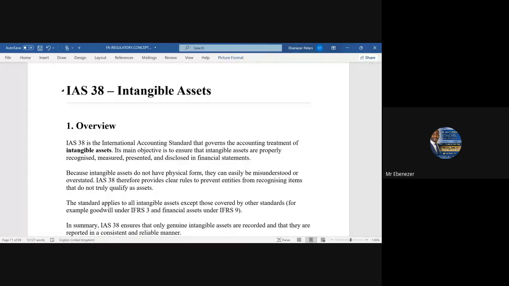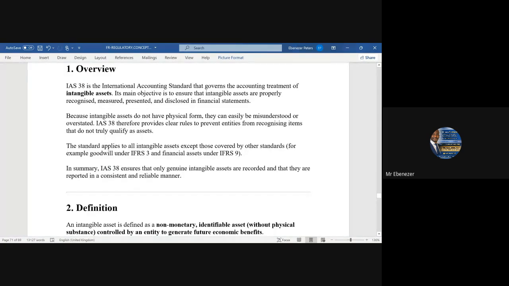And so this standard gives us an overview as to how we should treat any item that is being considered as an intangible asset. So IAS 38, in summary, ensures that only genuine intangible assets are recorded as well as reported consistently and in a reliable manner. In other words, IAS 38 tells us what exactly to be recognized as intangible assets and how to treat them in our books. So that is the overview.